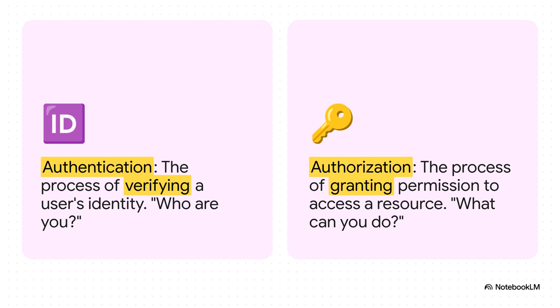Authentication, on the left, is the bouncer at a club checking your ID. Their only job is to answer one question. Are you who you claim to be? That's it. Authorization on the right is what happens after you're past the bouncer. It decides if you get to go into the general area or if you have the VIP pass for the private lounge. It answers the question, okay, you're in, so what are you actually allowed to do here?